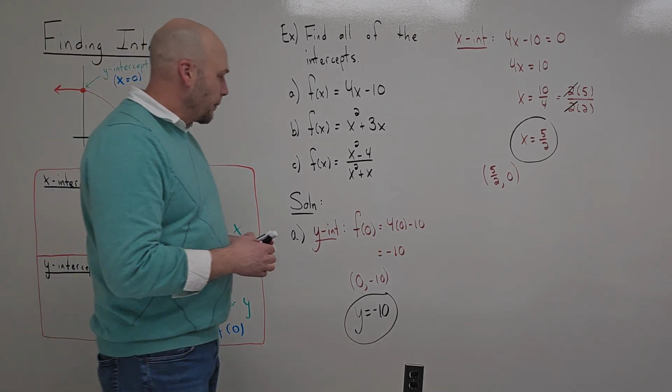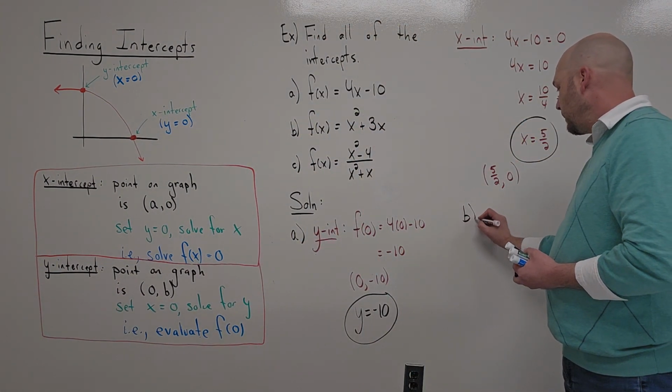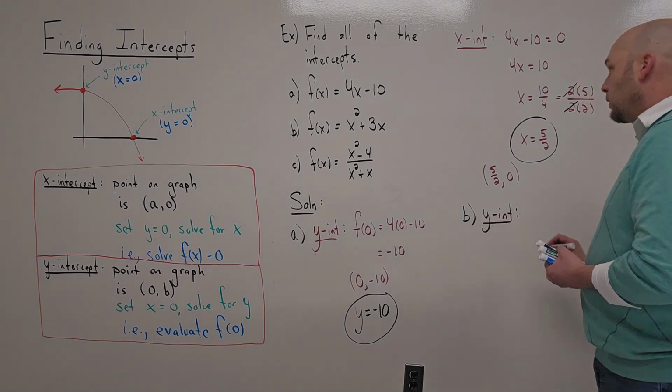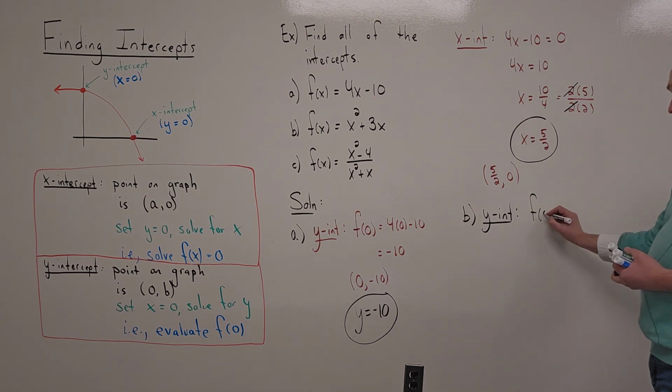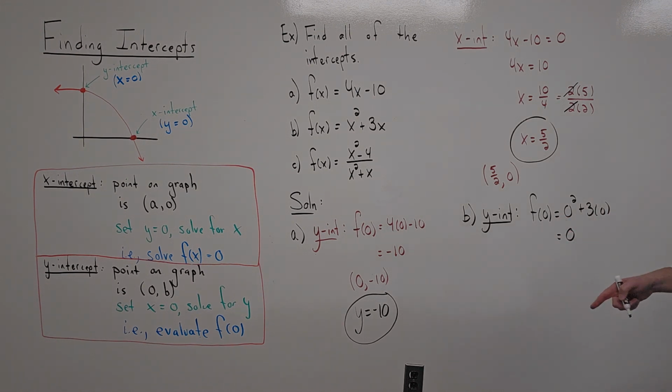So part B. Y-intercept for part B. We evaluate f of 0, 0 squared plus 3 times 0, which would give me 0. So the y-intercept is 0, or if you want to write it as an ordered pair, we know that for the y-intercept, the x-coordinate is 0, and we just found that the y-intercept is 0 as well. So the y-intercept in this case occurs at the origin. X-intercept.